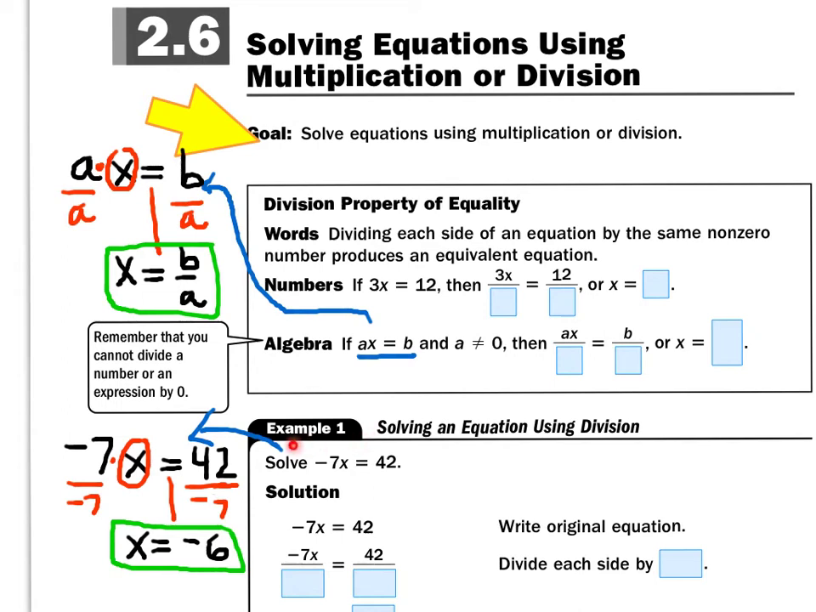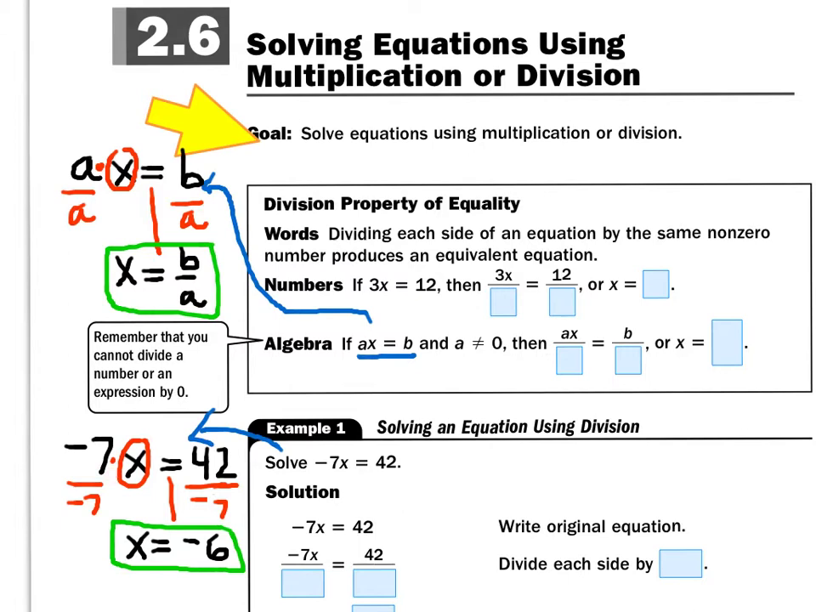Take a look at example 1, solving an equation using division, and they give us negative 7x equals 42. So the first thing I want you to do is write down the equation exactly like they gave it to you, negative 7x equals 42. Then circle your variable and bring that wall down underneath the equal sign. And now look at what's touching the circle. I see the negative 7 and the multiplication symbol.